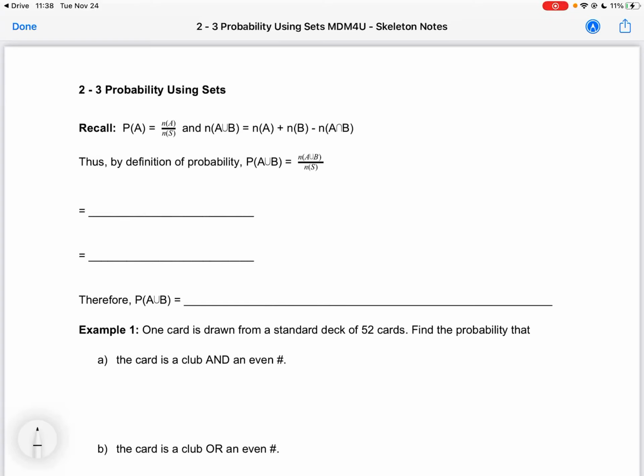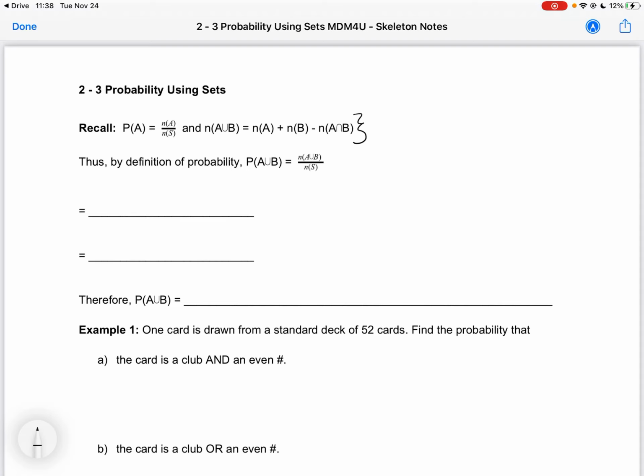So far, we've been able to calculate probability by counting the number of outcomes. We can also use the idea of sets to help us determine probabilities for various events and various combinations of events. So we know that this is true from before. And so by our definition of probability, the probability of A or B is equal to the number of elements in A or B divided by the number that's in our sample space.